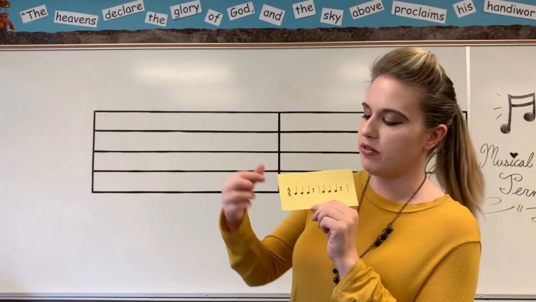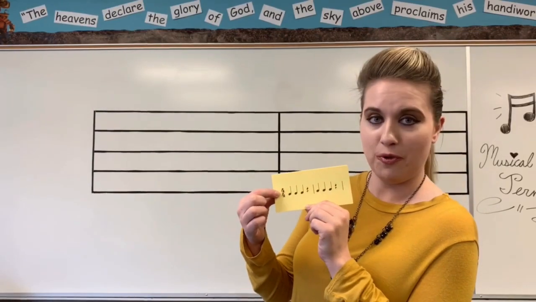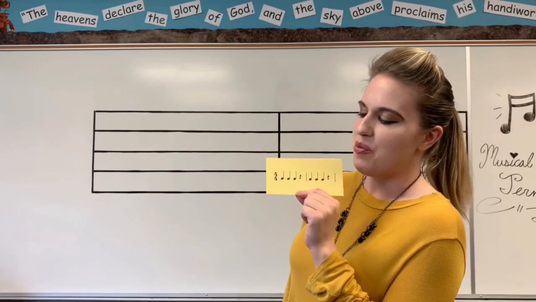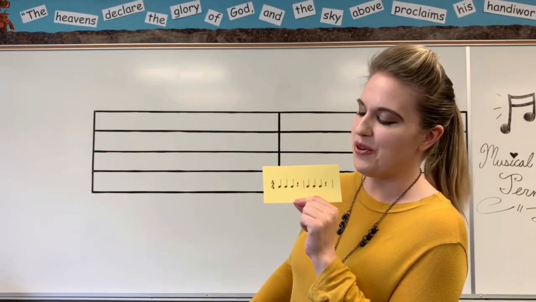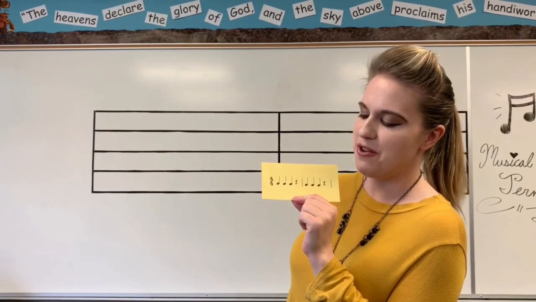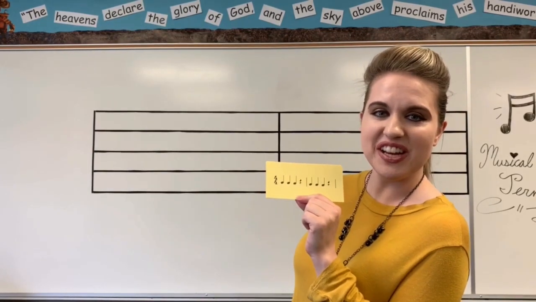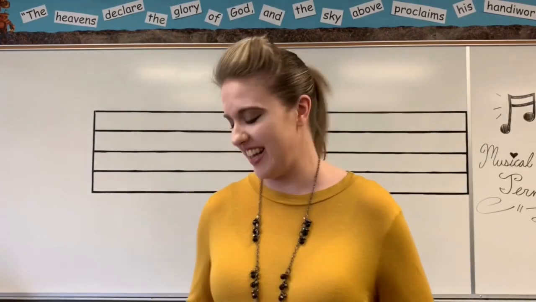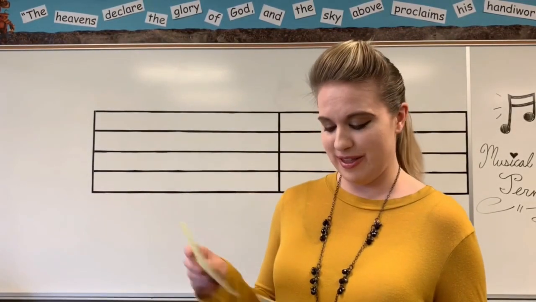So I'll count out up to 4, so it's telling me to count up to 4, and then I'll tap on my leg to give you the rhythm. 1, 2, 3, 4. 1, 2, 3, 4. So let's take a look at another rhythm card.